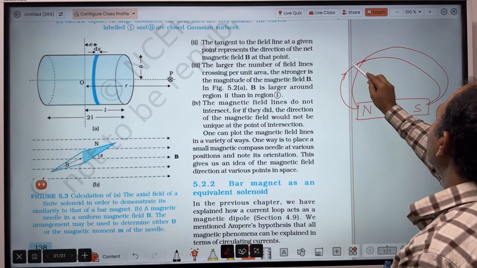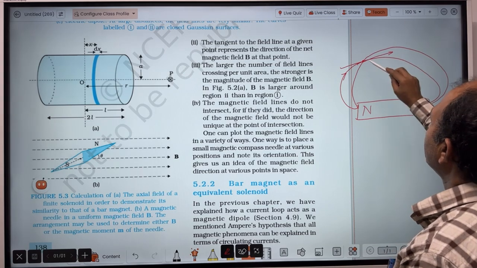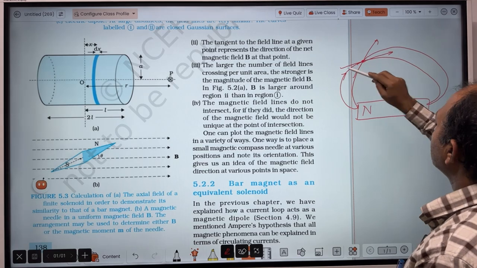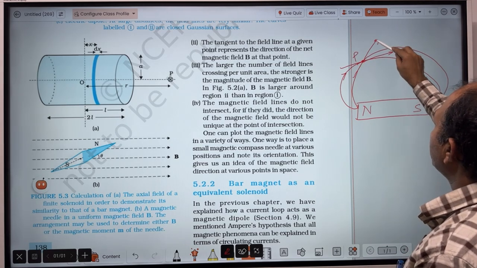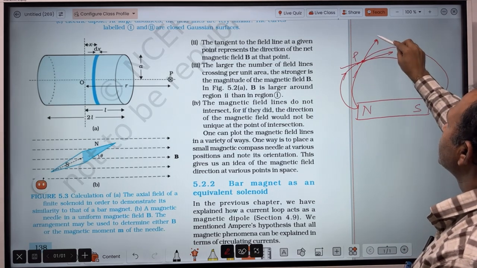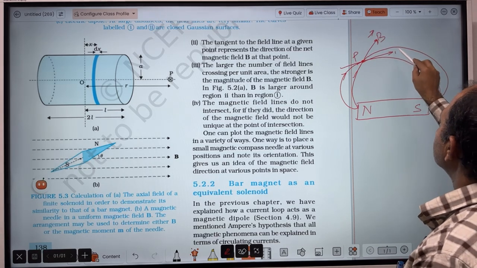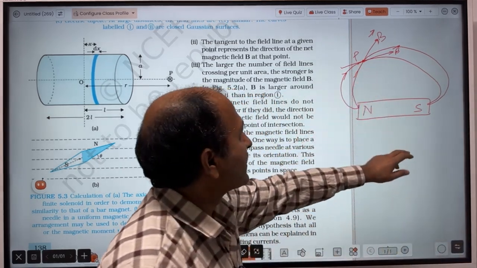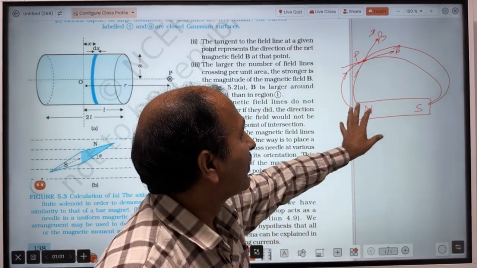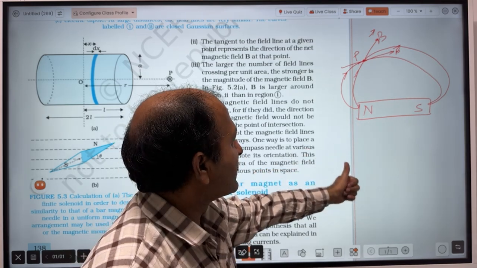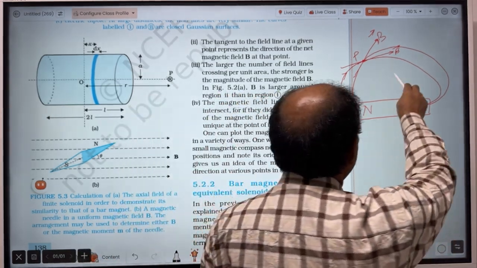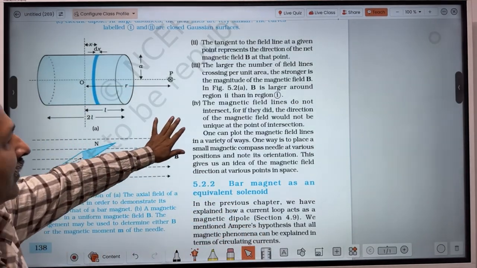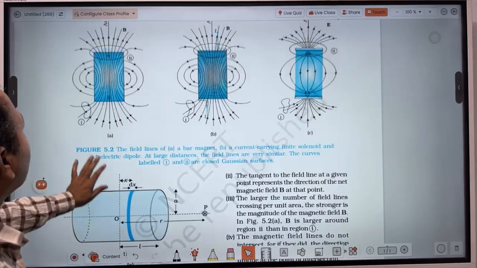So for this line, the direction of the tangent will be like this. For this line, the direction of the tangent will be like this, right? So at this point, suppose this point is P, due to this magnet, there are two directions of magnetic field. One is this, another is this. How is it possible? The same magnet is giving two directions of magnetic field at one point. So that is not possible. It means these lines never intersect each other. So this is the logic. Now here some diagrams are shown.